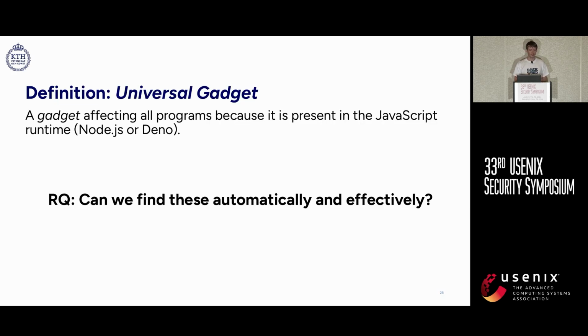Now, in the title, again, we said universal gadgets, so what are those? Universal gadgets are gadgets that are present in the JavaScript runtimes themselves, so they affect nearly all programs that run on top of these runtimes. Our fundamental research question in this work is, can we find such universal gadgets automatically and efficiently?